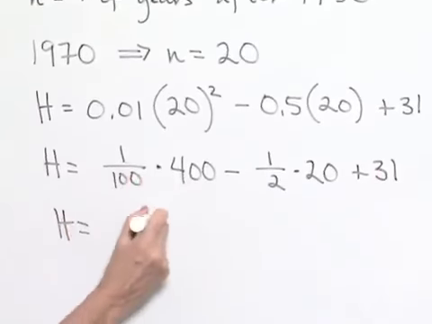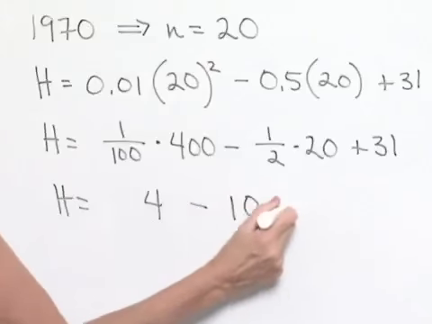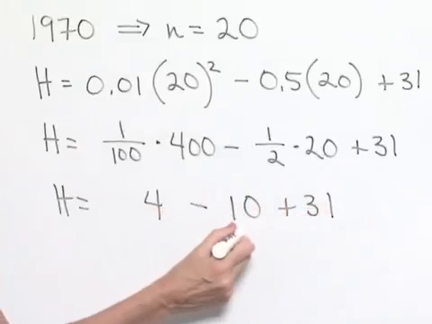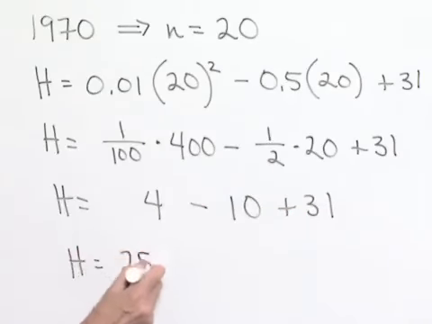1/100th times 400 is 4. 1/2 times 20 is 10, and then plus 31. So we'll end up with 4 minus 10, which is -6, plus 31, and that's going to give us our value of H equal to 25.